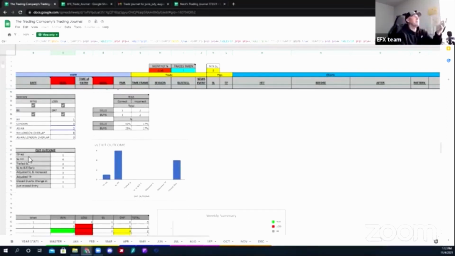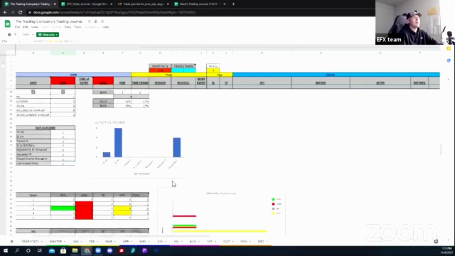We're looking at TP hits. He has 1 TP hit, 6 stop loss hits, 4 due to a change in the market, and 1 that just missed entry. And then you can see it formulates these nice little graphs here.